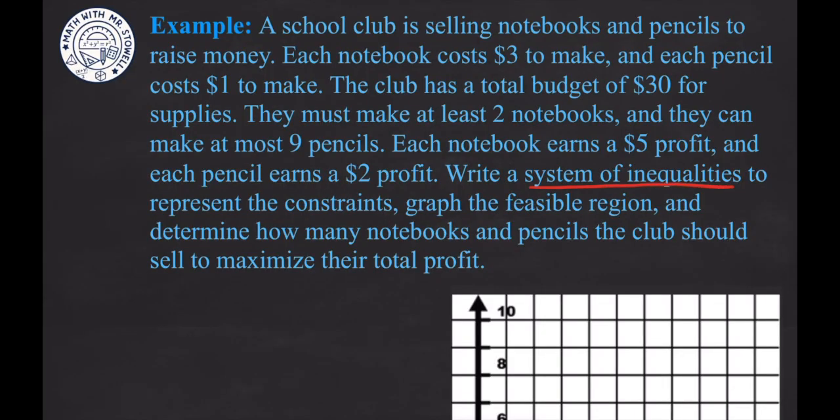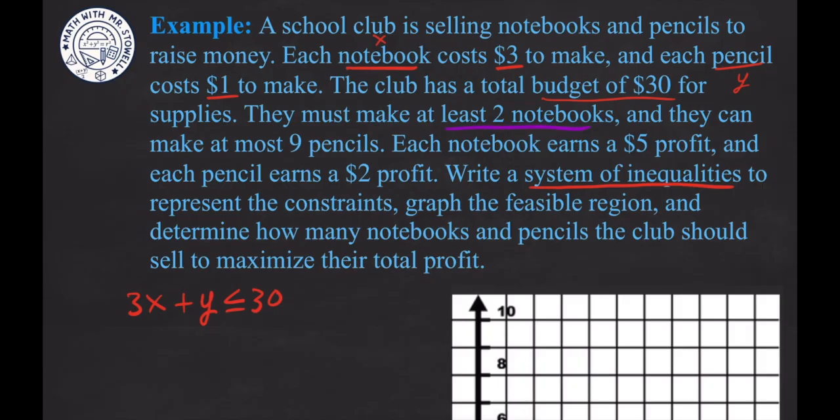The first thing we are going to do is write the system of inequalities. We know that each notebook costs $3, and we know that each pencil costs $1 to make. So let's call the notebook our x value, and let's call the pencil our y value, so that this will be 3x added to the value of 1y. And we know that our budget is $30, so we cannot spend more than that. So this would be less than or equal to $30.